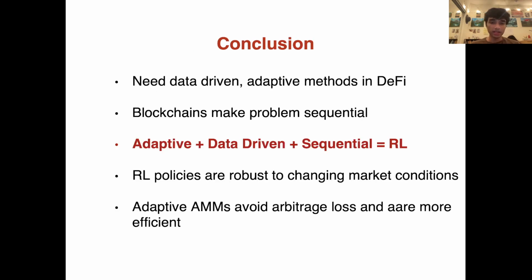In conclusion, we saw an example of the need for data-driven adaptive methods in decentralized finance and observed that blockchains make this problem sequential, and because of the nature of needing adaptivity, data-driven behavior and sequential decision making, we turn to reinforcement learning. We observed that reinforcement learning policies are not only efficient in the market making sense, but also robust to changing market conditions, and they in general avoid arbitrage loss and are more market efficient in the specific way we had defined.